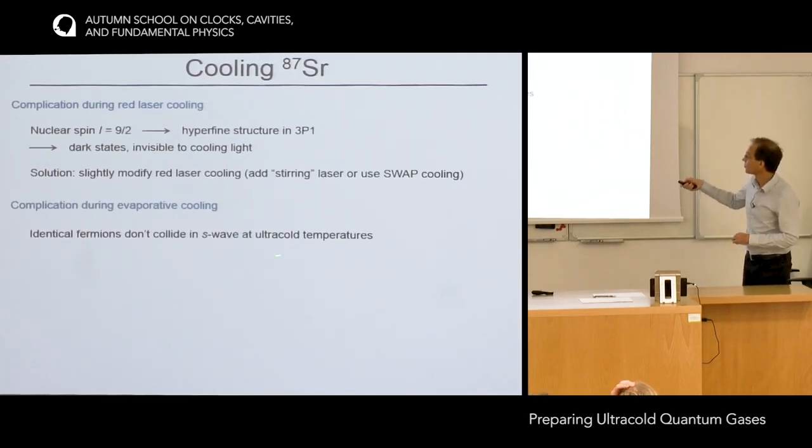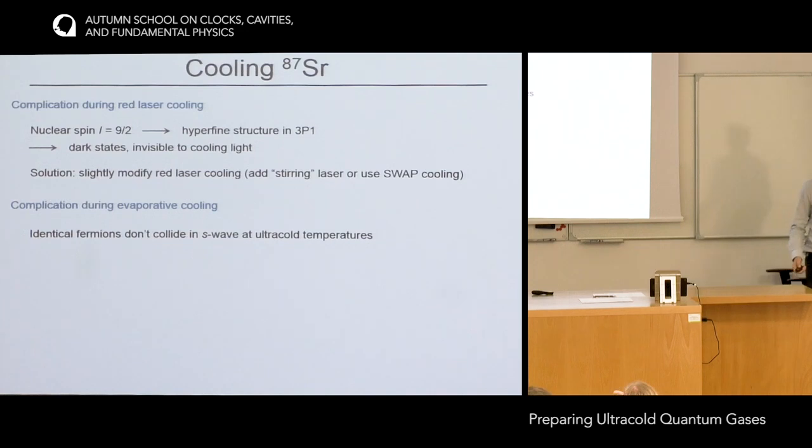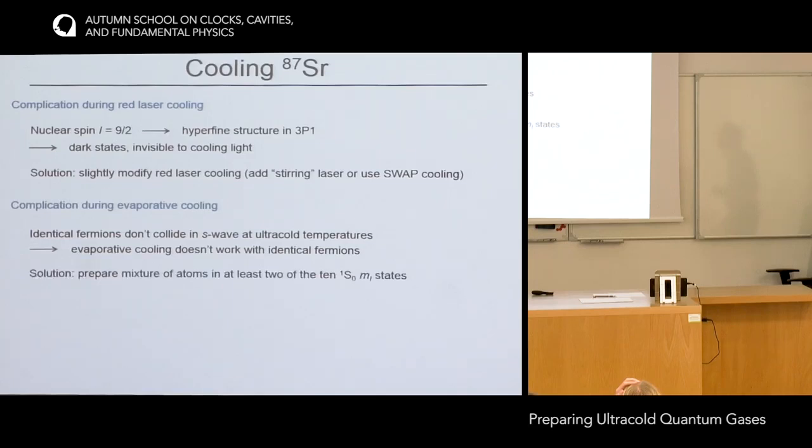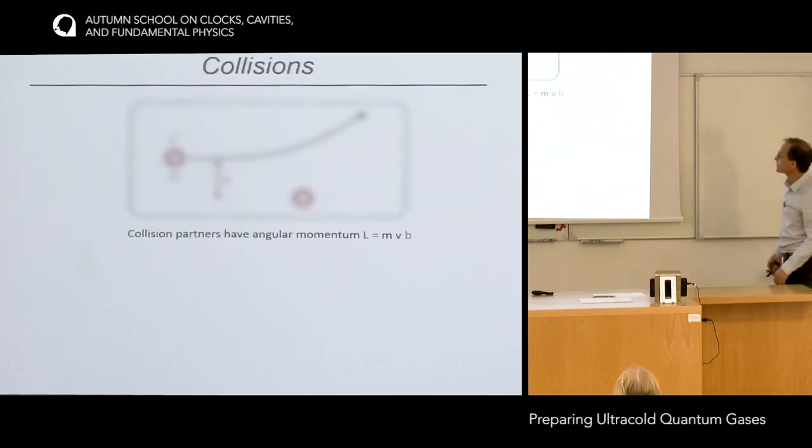Identical fermions just don't collide in S-wave at ultra-cold temperatures. And we need elastic collisions for the thermalization during the evaporative cooling process. So evaporation just doesn't work with identical fermions. And here the solution is to prepare a mixture of atoms in at least 2 different ground state nuclear spin states. Say minus 9/2 and plus 9/2, and I have 2 different distinguishable fermions, and distinguishable particles can always collide. So yeah, I think I have time to explain why identical fermions don't collide in S-wave.